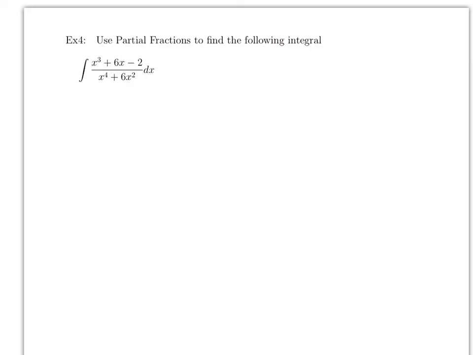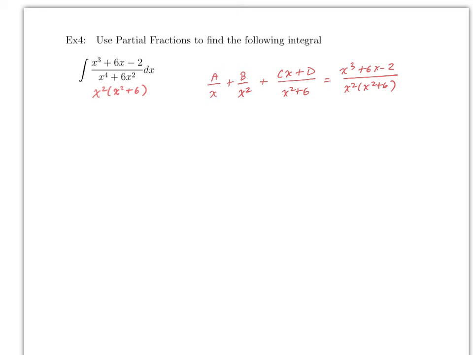All right, so let's try one more, which is a little longer. Notice here you can factor the x squared, and this is x squared plus 6. And notice that now you have two quadratic terms. So therefore the partial fractions are going to be as follows: a over x plus b over x squared, and then this is cx plus d over x squared plus 6, and all of this has to equal x cubed plus 6x minus 2 divided by the LCD. Okay.